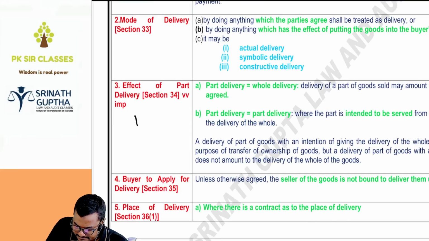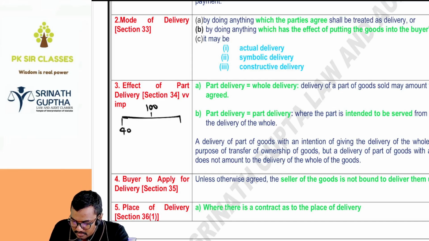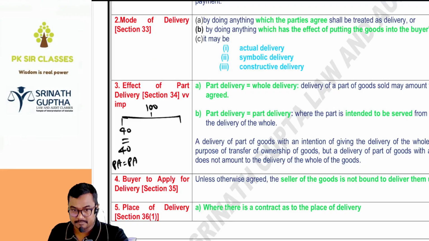Effect of part delivery, star, star, superstar. See here, what is the meaning of effect of part delivery? I said to Rajni I will give delivery of 100 bags of rice, but I am giving 40 bags only. Ownership is also transferred for 40. It is said to be part delivery.